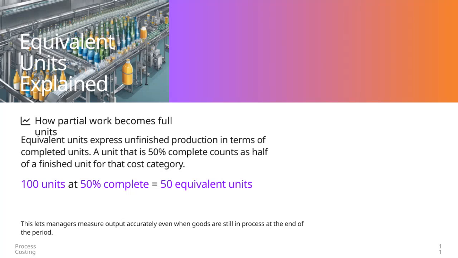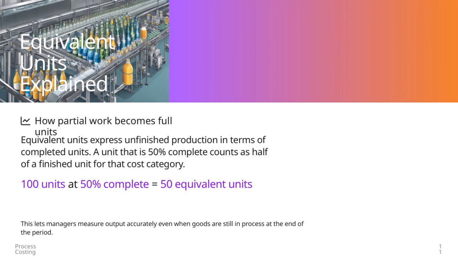Now, let's focus on the concept of equivalent units and how partial work is converted into full units. Equivalent units allow us to express unfinished products in terms of fully completed units. For example, if we have a unit that is 50% complete, we count it as half of a finished unit for the relevant cost category. So, if there are 100 units that are 50% complete, that equals 50 equivalent units.